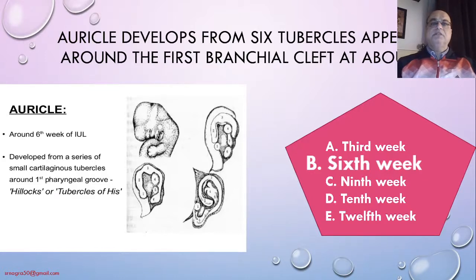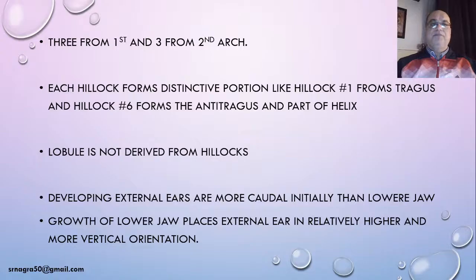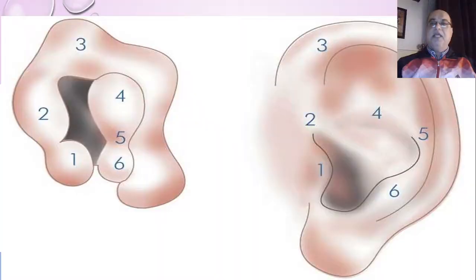There are 6 tubercles which appear around the first branchial cleft, and these tubercles, 3 from first arch and other 3 they arise from the second branchial arch, and each hillock forms distinctive portions like hillock 1 is forming the tragus as you can see here, and hillock 6 will form the future antitragus. But as you can see here also in the picture, that lobule is not derived from these hillocks.